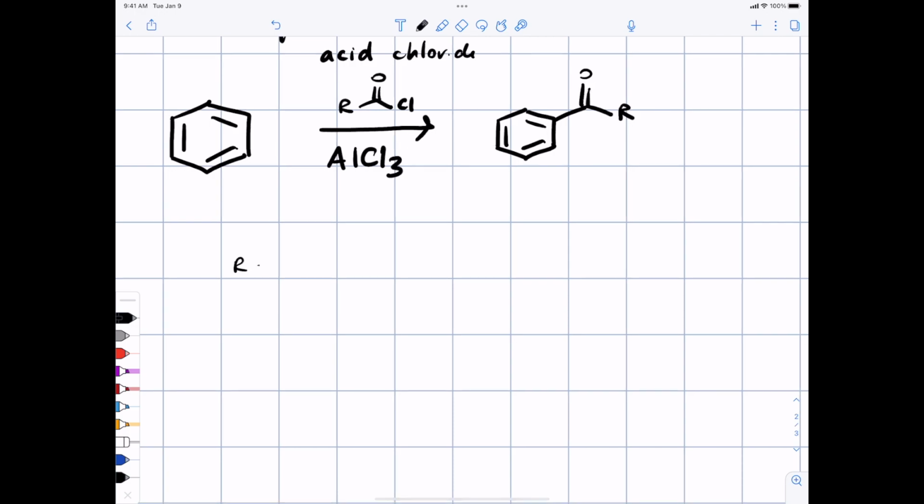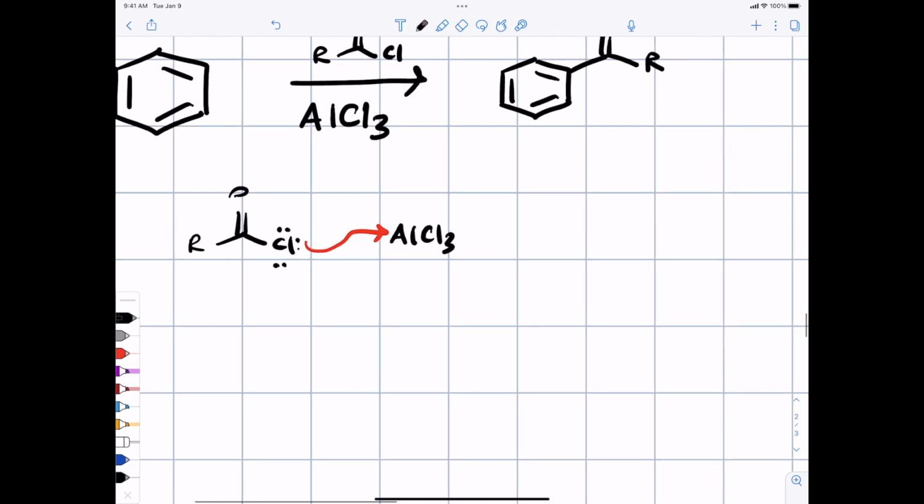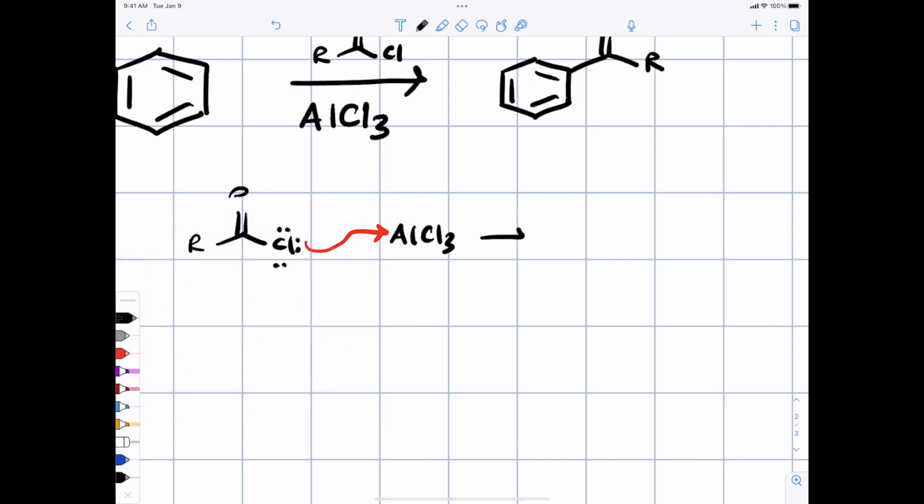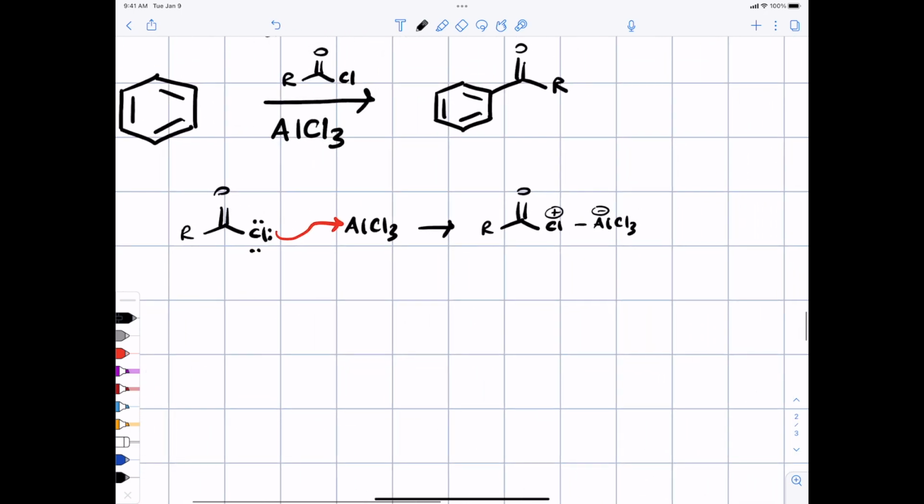So here's what your text, I think, shows as the mechanism for this reaction. Lone pairs on chloro attack aluminum. It's a fair question as to why the lone pairs on chloro attack aluminum instead of the lone pairs on oxygen. I don't have a good answer for that. But as before, you turn what used to be a good leaving group into an on fire leaving group.